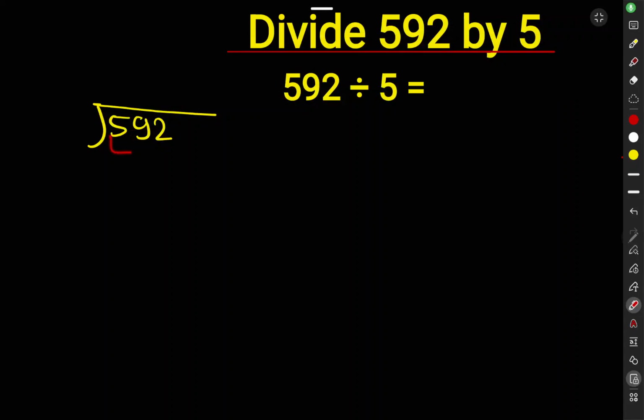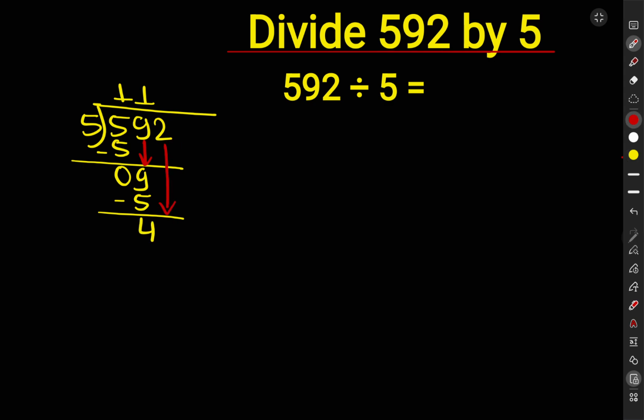Divide 592 by 5 in a long division method. 5 times 1 means 5. On subtracting we get 0. So now we put down this 9 and 5 times 1 is 5. On subtracting we get 4.